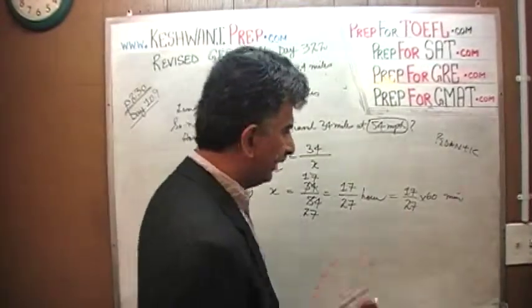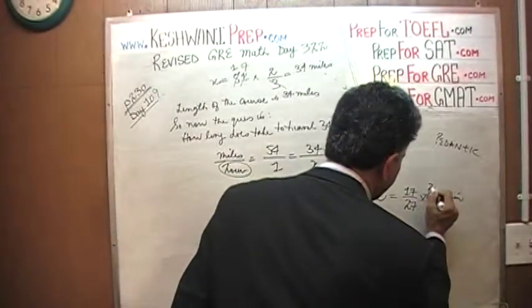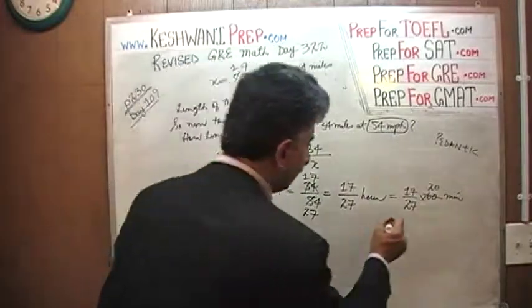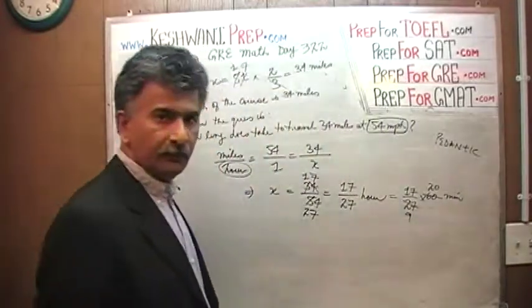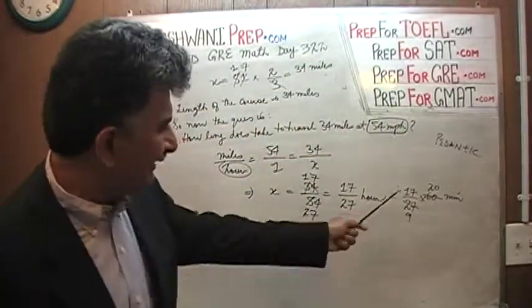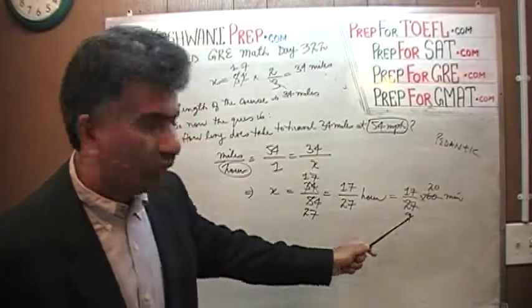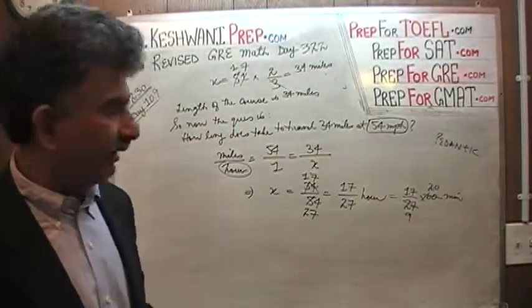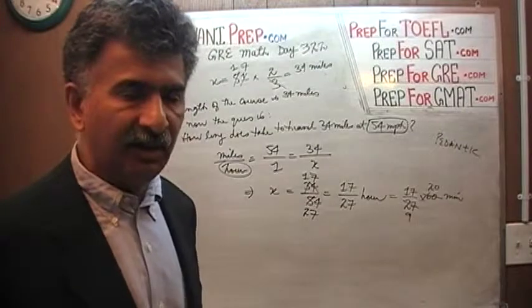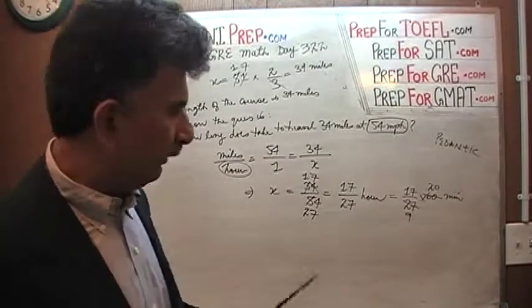Divide top and bottom by 3. If we divide top and bottom by 3, 60 is going to become 20, and 27 is going to become 9. We are left with 17 times 20 over 9. I'm not going to spend too much time trying to figure out the exact precise answer. We're going to do something. Let's see what happens here.